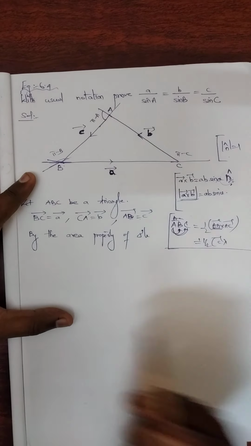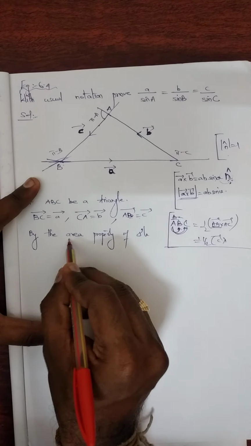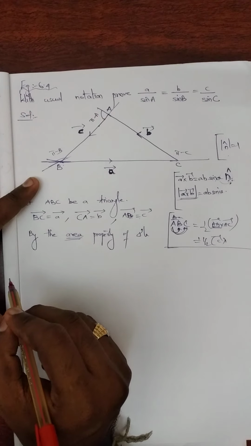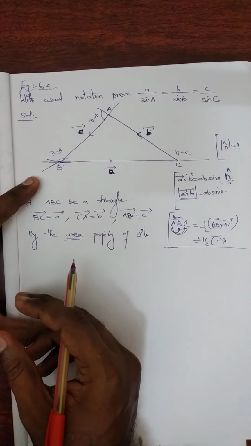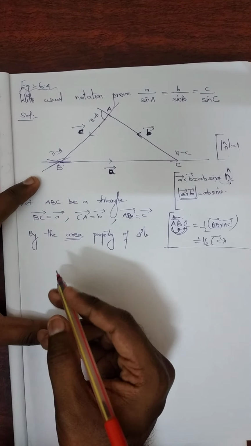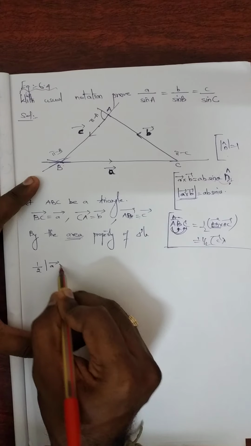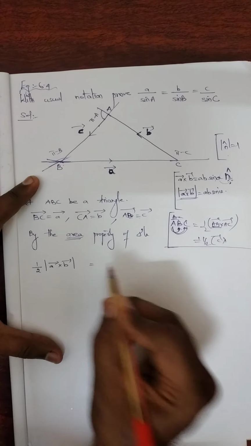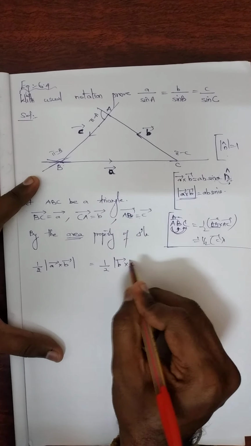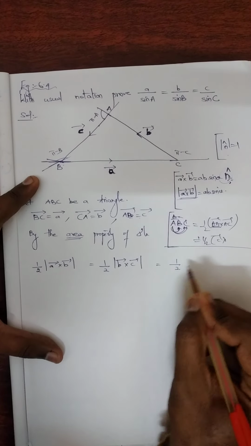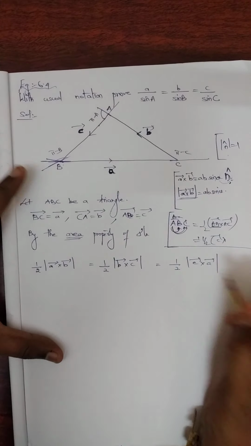In spite of doing it like this, I am going to write in a simple way. I have told area, I have not told vector. For a vector, I don't need to write modulus, but as I told area, I need to write modulus. Nothing but 1 by 2 modulus of A vector cross B vector is equal to 1 by 2 modulus of B vector cross C vector is equal to 1 by 2 modulus of C vector cross A vector.